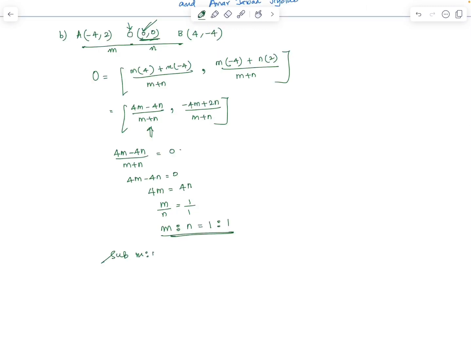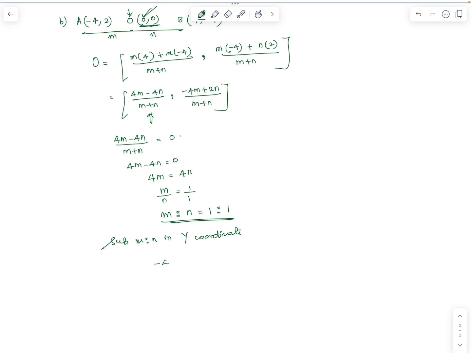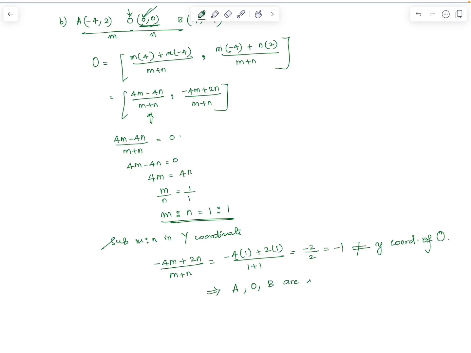Substituting m is to n in y coordinate. Y coordinate is minus 4m plus 2n upon m plus n, which is minus 4 plus 2 upon 1 plus 1, that is minus 1. But the y coordinate of the origin is 0. This is not equal to y coordinate of origin. This implies A, O, B are not collinear.